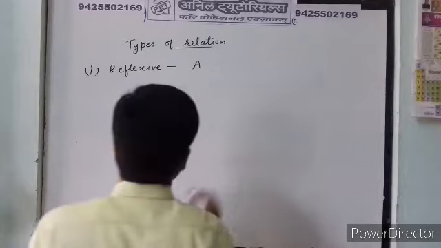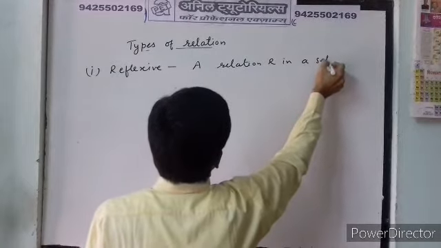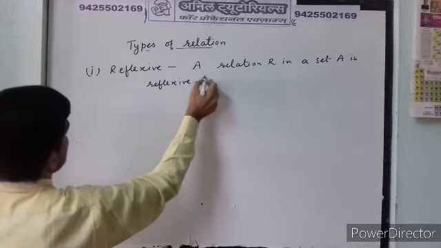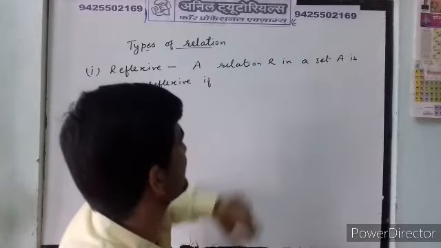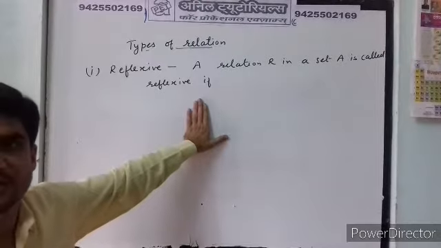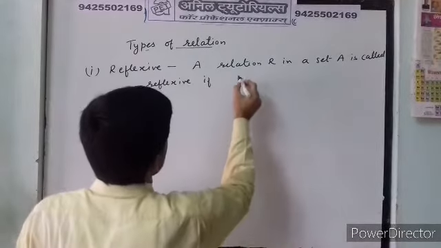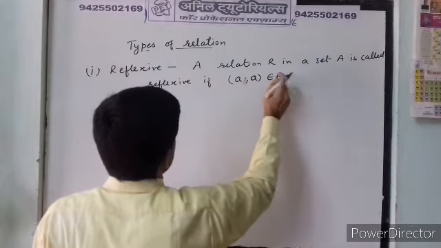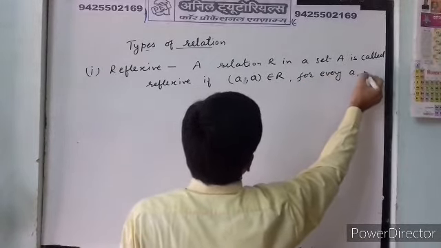So a relation R in a set A is reflexive if, see, I am taking the set A only, an element of the Cartesian product, that is (a, a), belongs to R for every a belongs to A.